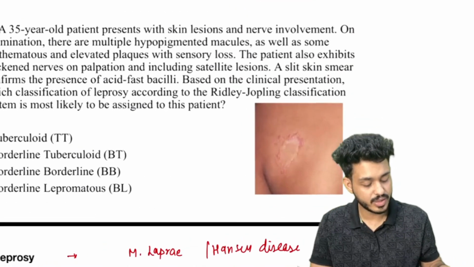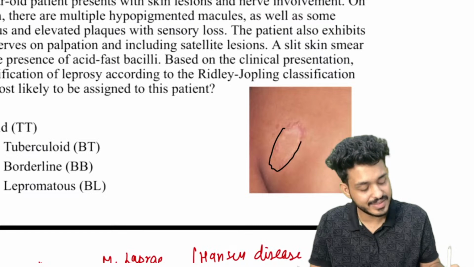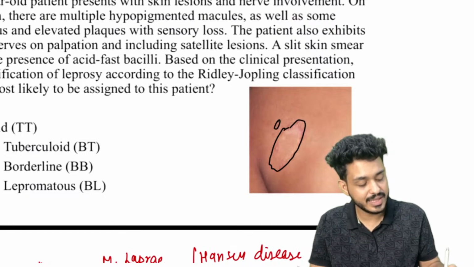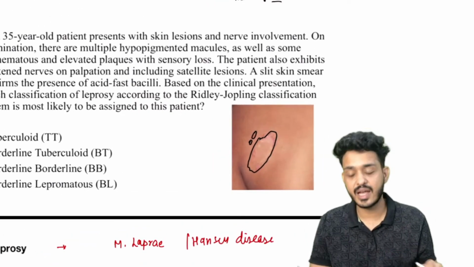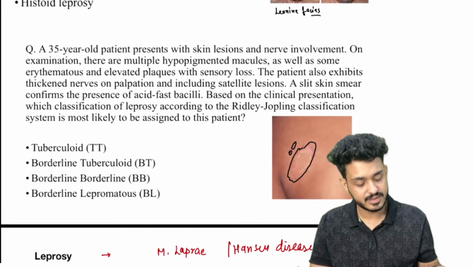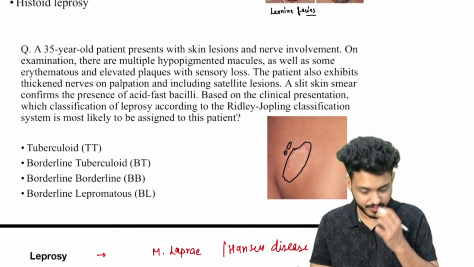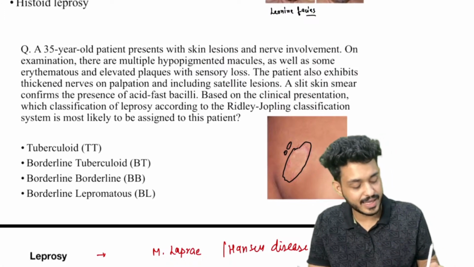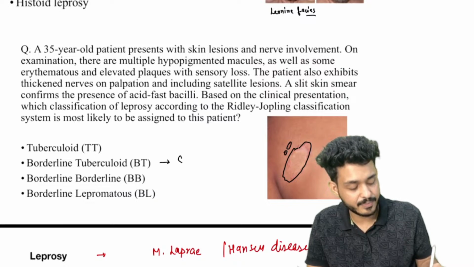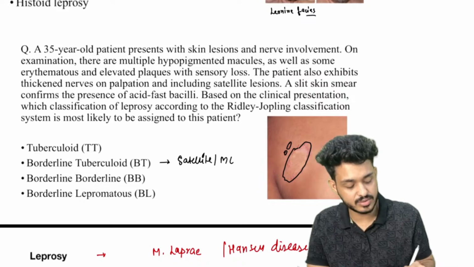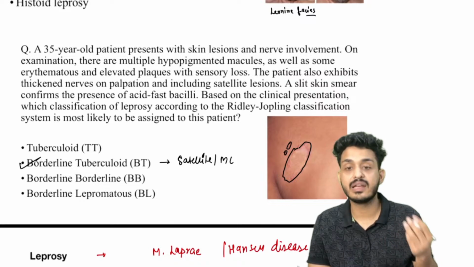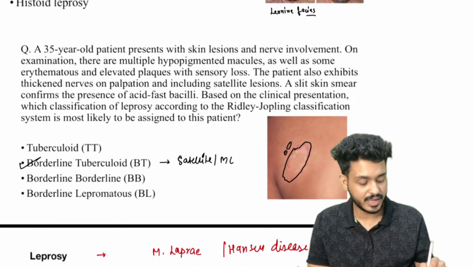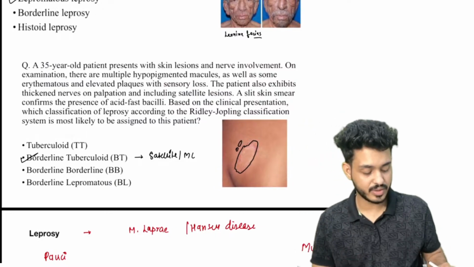Look here, this is the lesion, this is the normal lesion. Around the lesion we are having some more lesions. This is known as satellite lesions. In which type of leprosy do you find satellite lesions? BT. Satellite will be BT, and the most common in India is also BT type of leprosy. BB I have told you, geographical and inverted saucer appearance. LL we have already discussed. These are the important ones you have to remember.